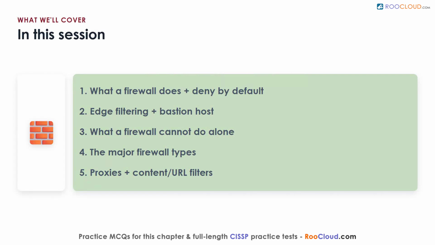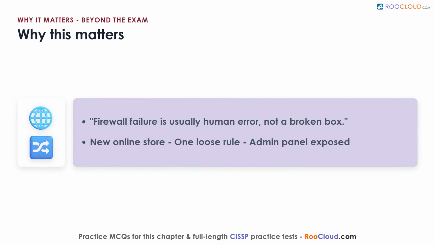We'll answer several questions. What is a firewall really doing, and by what default? How do you filter at the edge? What can a firewall not do on its own? What are the major firewall types, and how do proxies and content filters extend the picture? Why does this matter beyond the exam?